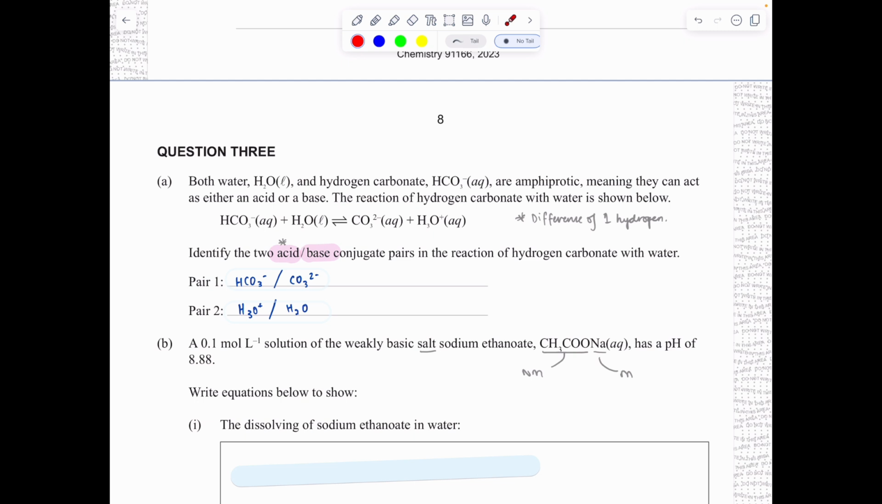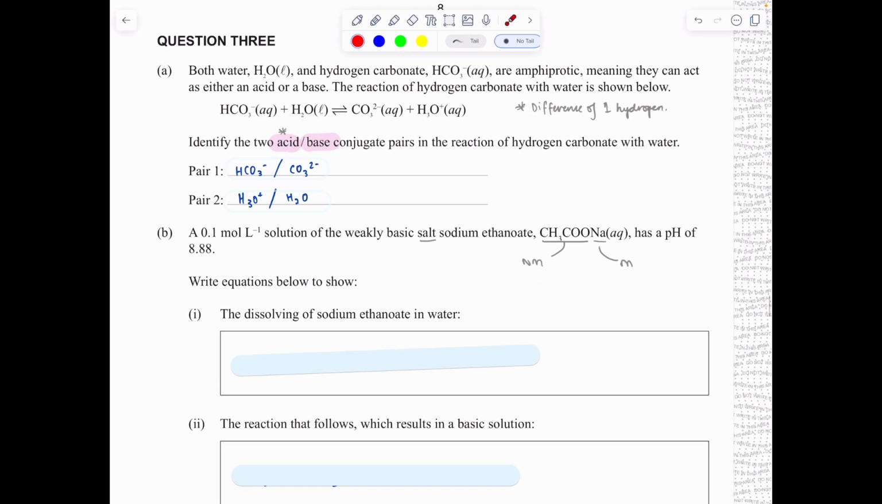If we look at the next pair, it's going to be between hydronium and H2O. Hydronium is the acid because it has a hydrogen which it can donate. H2O is the base in this instance because it has the ability to accept an extra hydrogen. So just remember, difference of 1 hydrogen. Acids are proton or hydrogen donators. Bases are hydrogen acceptors.